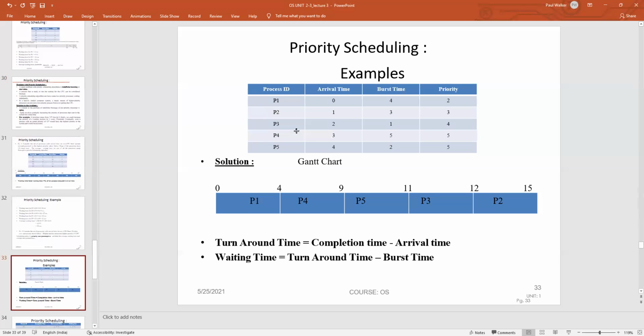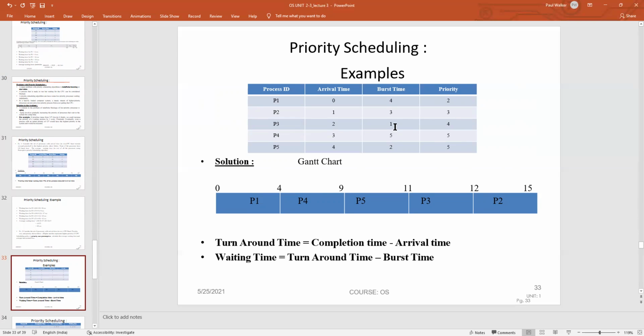Next, we are having another example of a priority scheduling. A process ID has been given, arrival time, burst time, and the priority has been given. If it is given this way, we are again going to consider the value based on the particular burst time. That is, 1 is the minimum burst time, which is for P3. Again, we have to represent this value in this condition.